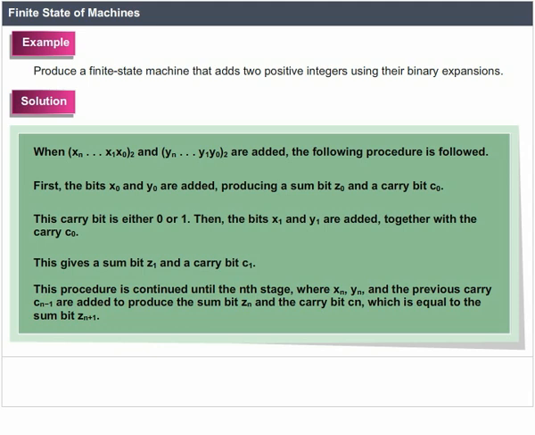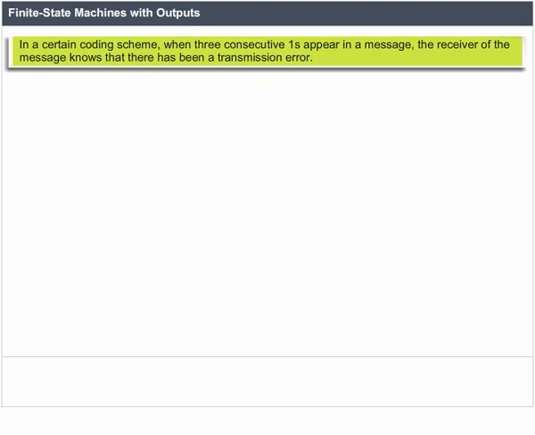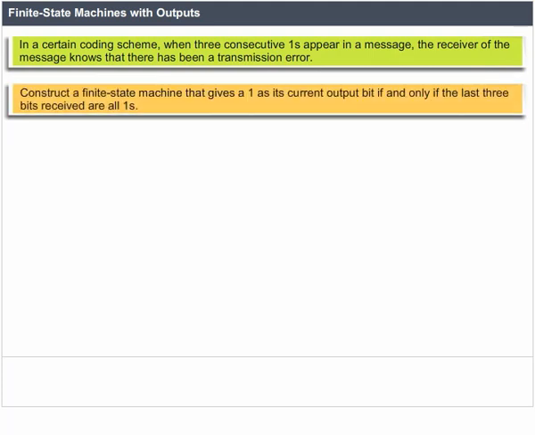In a certain coding scheme, when 3 consecutive ones appear in a message, the receiver of the message knows that there has been a transmission error. Construct a finite state machine that gives a 1 as its current output bit if and only if the last 3 bits received are all 1s.